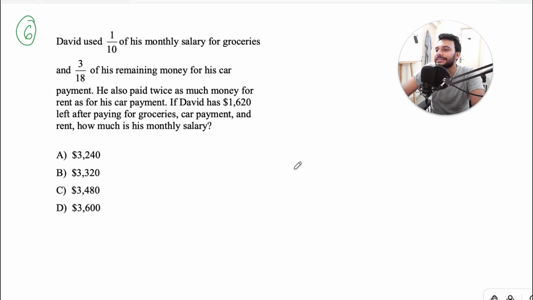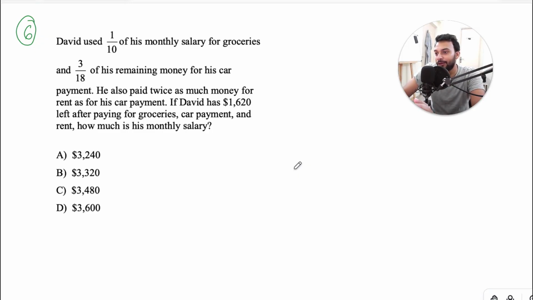David used 1/10 of his monthly salary for groceries and 3/18 of his remaining money for his car payment. He also paid twice as much money for rent as for his car payment. If David has $1,620 left after paying for groceries, car payment and rent, how much is his monthly salary?